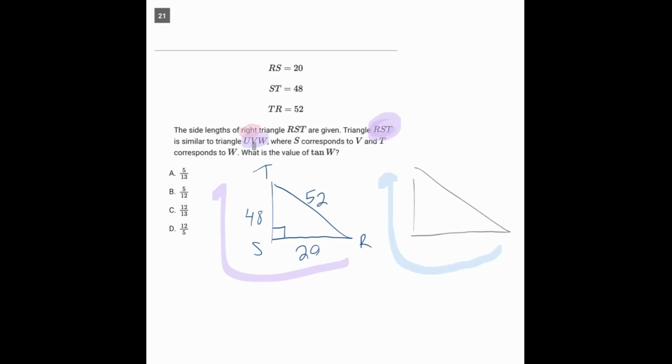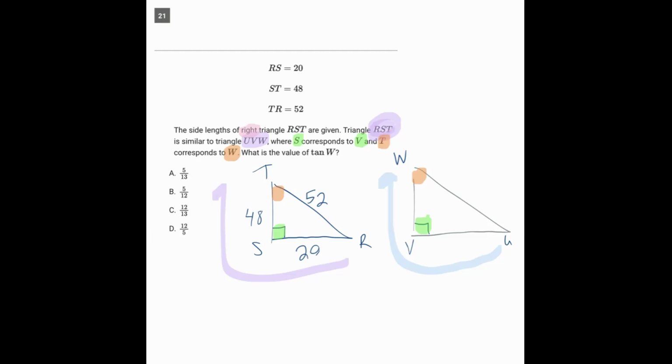So we're paying attention to the ordering of the naming, and that kind of takes care of setting up each corresponding piece. So UVW with the right angle right here. And let's just confirm that we did it right. S corresponds to V, check, and T corresponds to W, check. So everything matches up exactly perfectly.